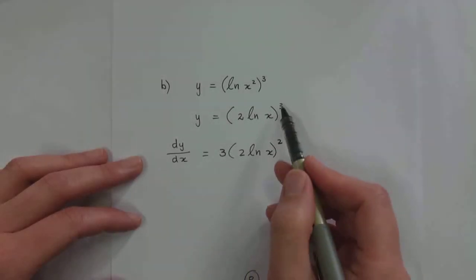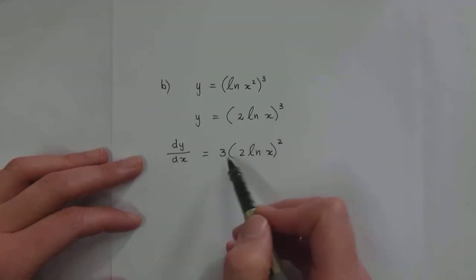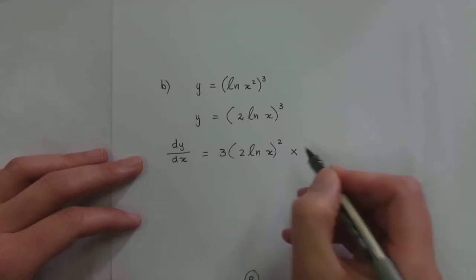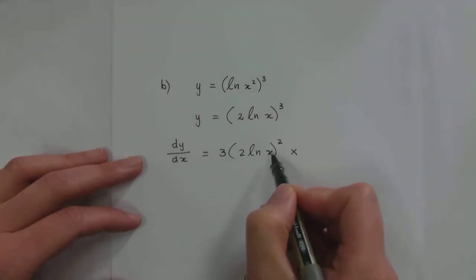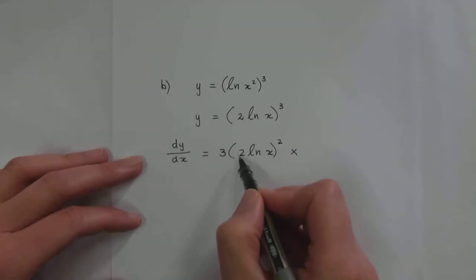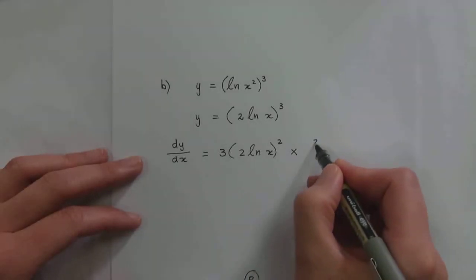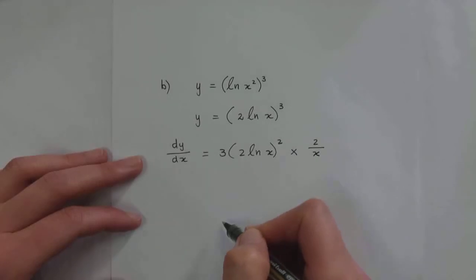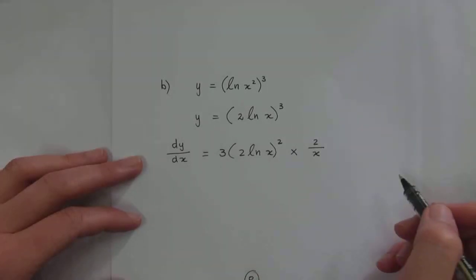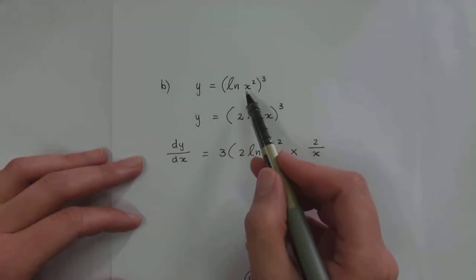So that was the derivative of that outside to the power of 3 function. Now I have to multiply by the derivative of that. And lucky for me, this is just going to be 2 and the derivative of ln x. So that's just going to be 2 over x. So that's much easier than if you would have used the ln of x squared.